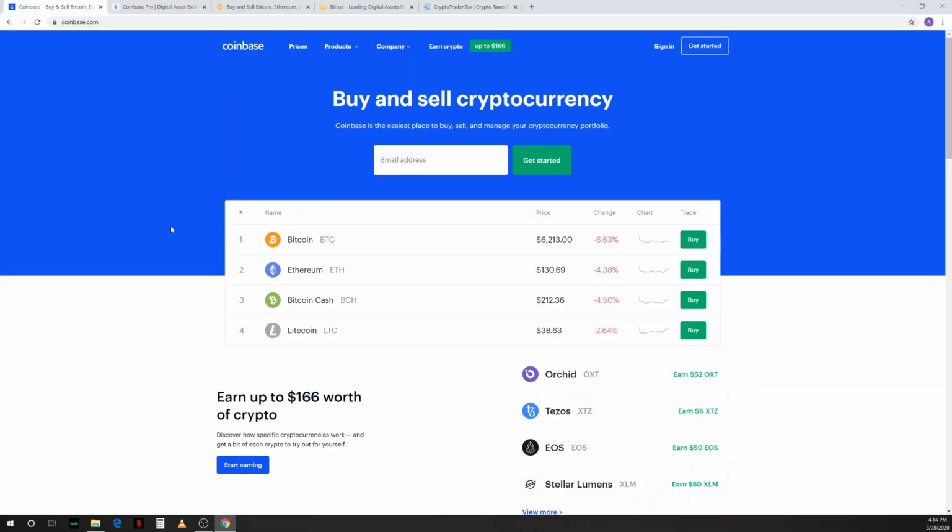so you want to link both debit and checking, and don't use a credit card. Please don't buy crypto with credit. Don't leverage your house or anything like that. I'm not a financial advisor, but I would never do that.